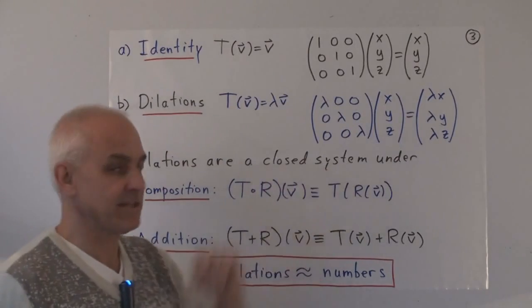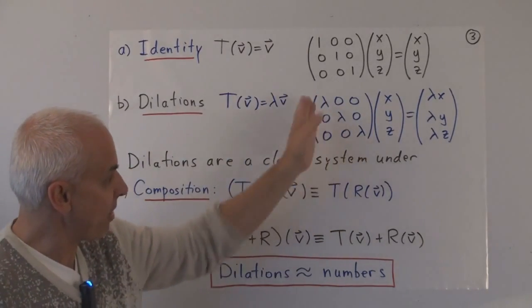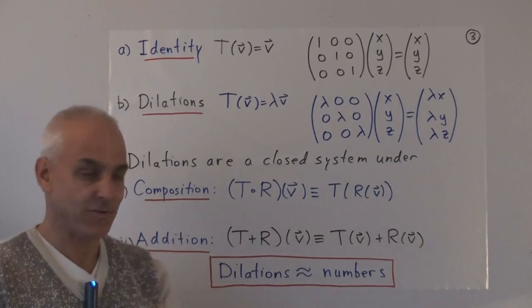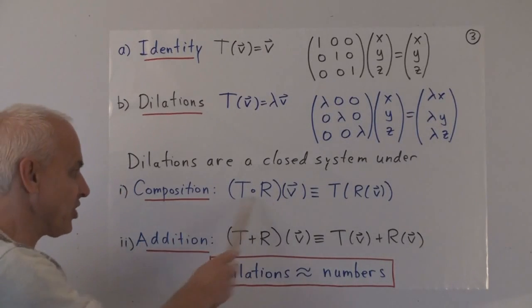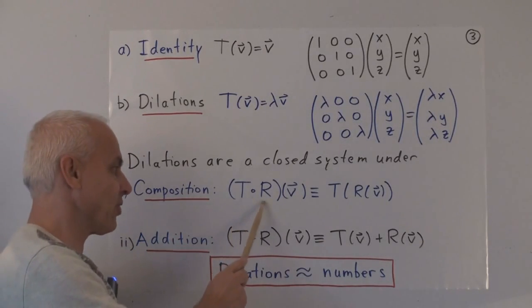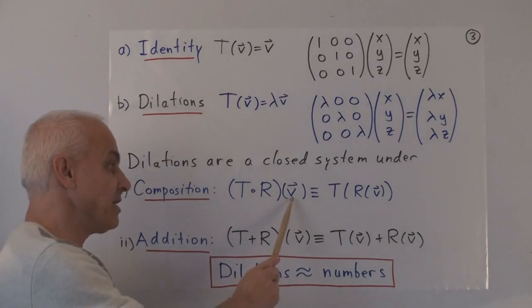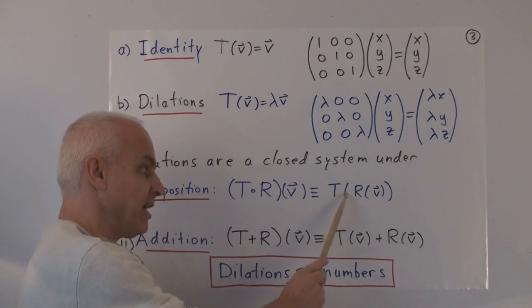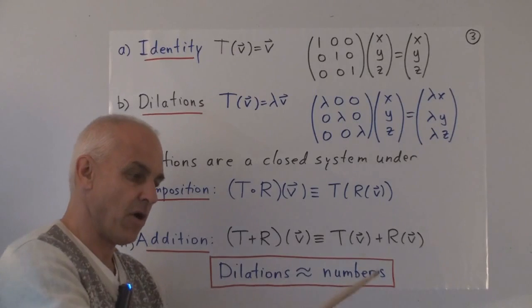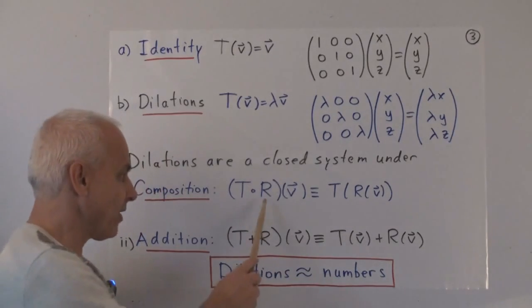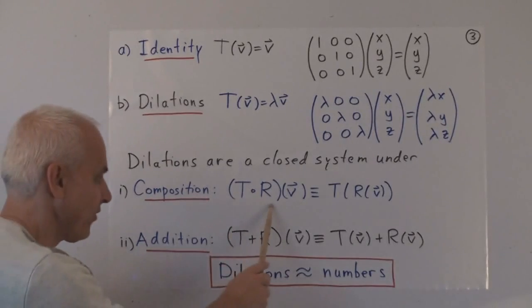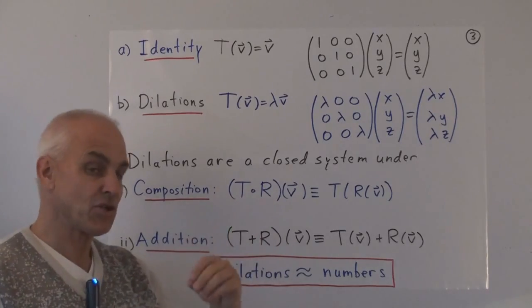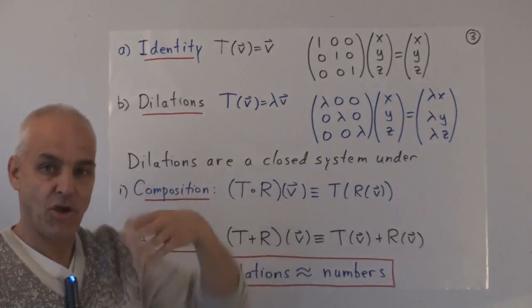Dilations are a closed system. So the whole family of all possible dilations are closed under two natural operations on transformations. One of them is composition, and I remind you that T circle R, T composed with R, is by definition what you get when you act on v to get first of all R of v and then T of R of v. So it's R followed by T. We kind of read this way and we write it this way. The composition of transformations corresponds to the matrix multiplication of the matrices.